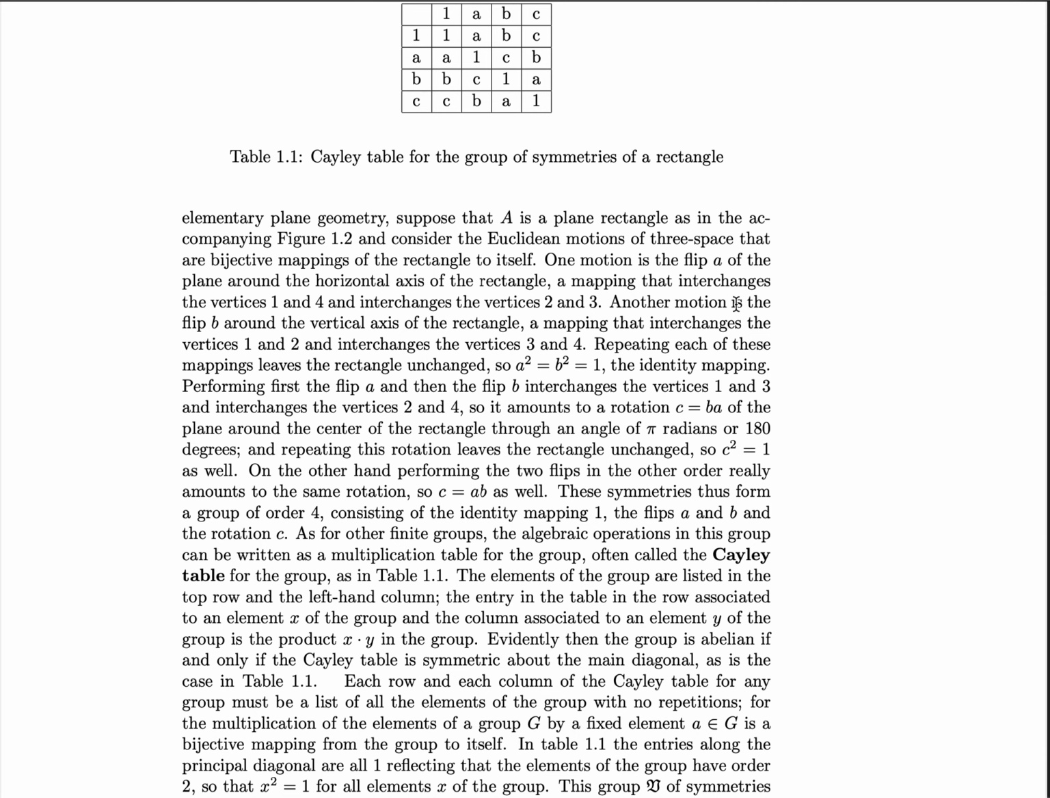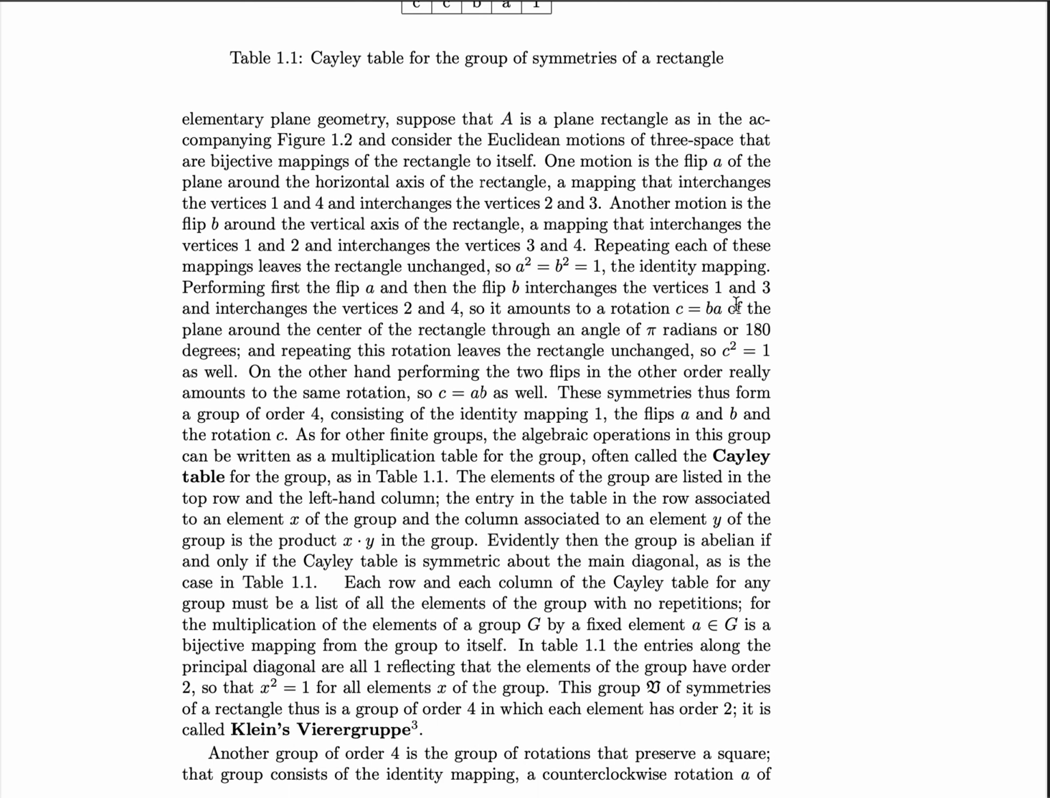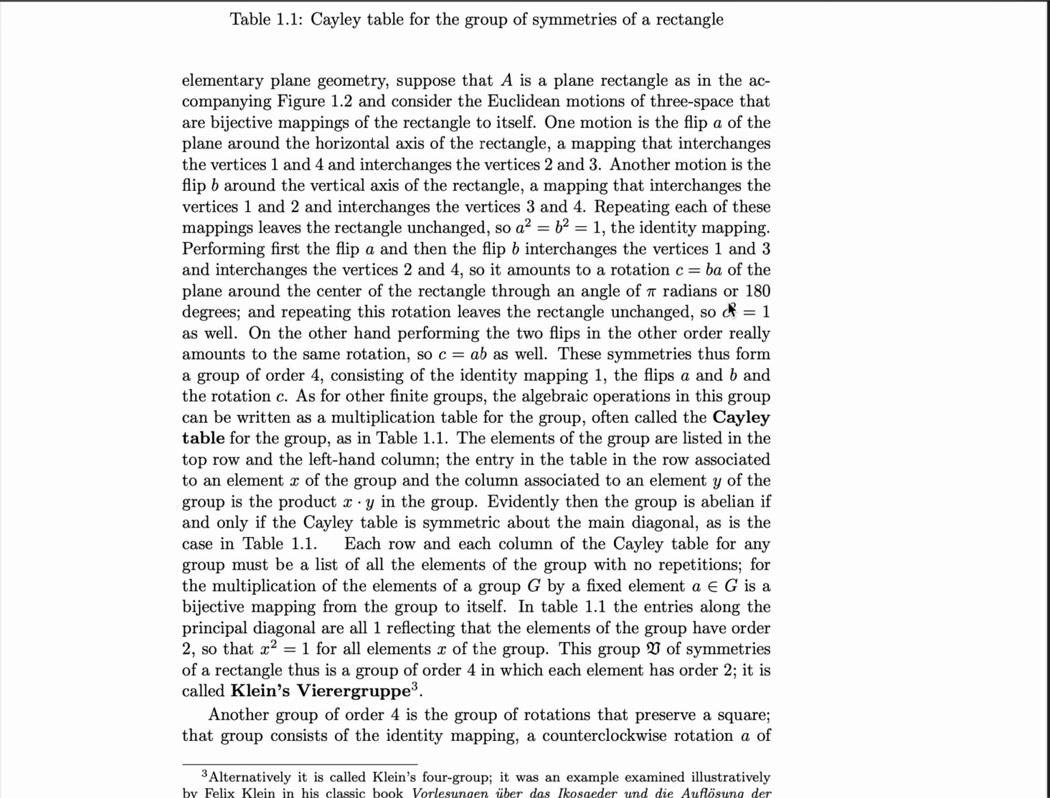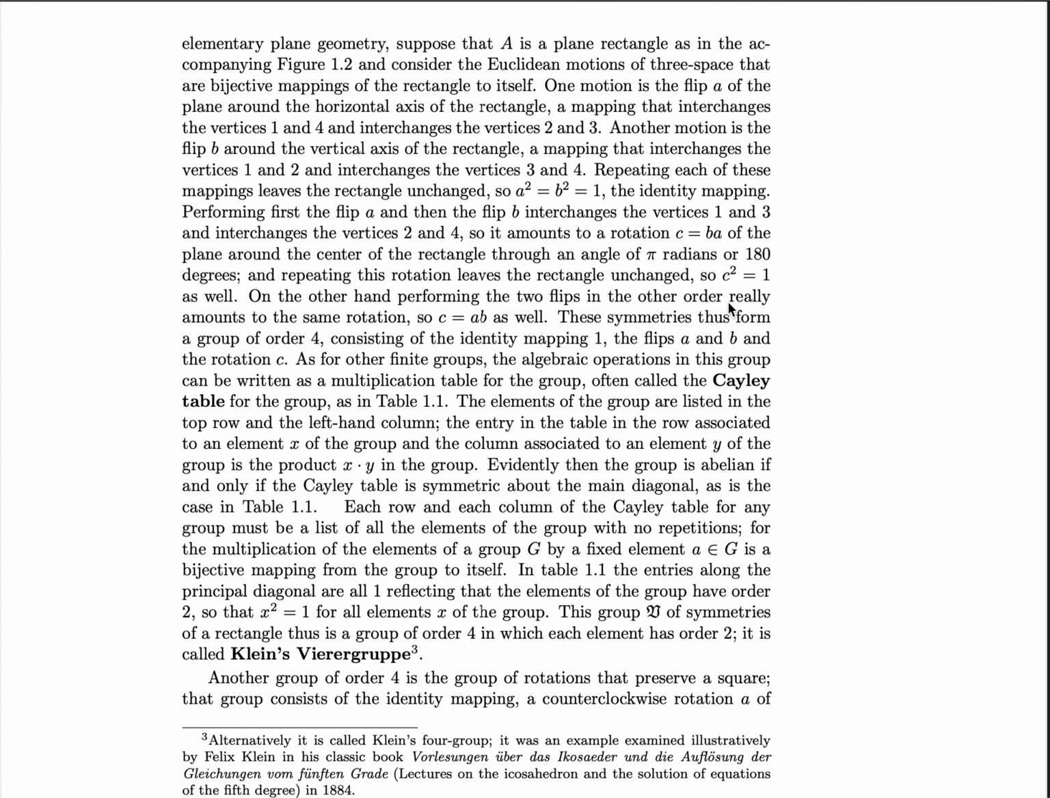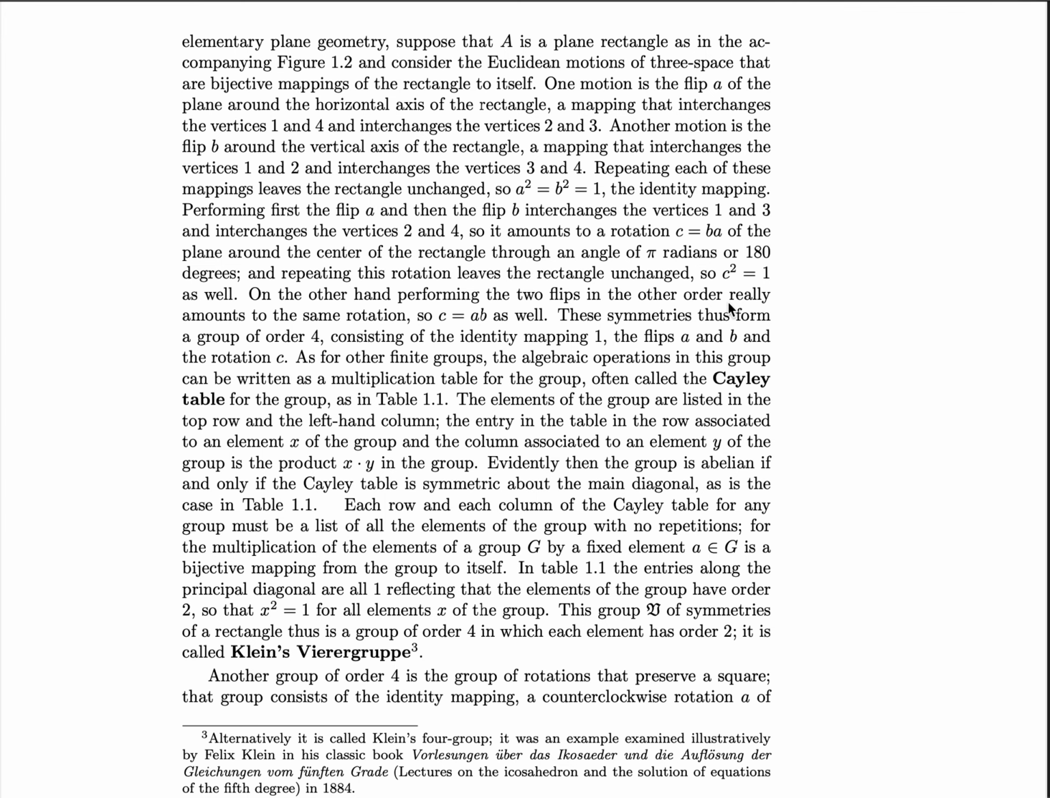Another one is the flip, which we'll denote A, of the plane around the horizontal axis of the rectangle. This is a mapping that interchanges the vertices 1 and 4, and interchanges the vertices 2 and 3. Another similar one is the flip B around the vertical axis of the rectangle. And we note that if we repeat either of these two twice, we get back our identity element, namely leaving it alone.